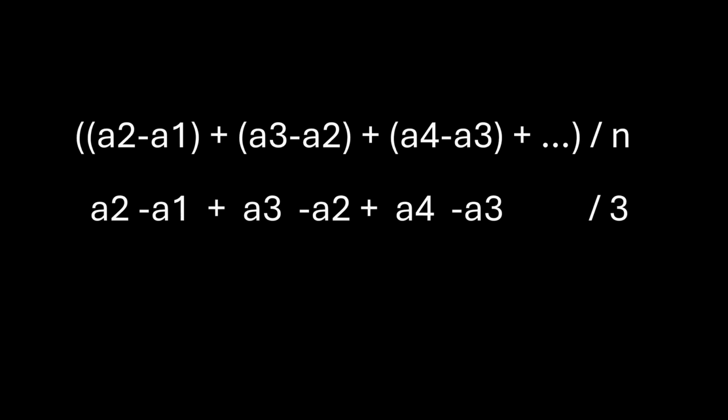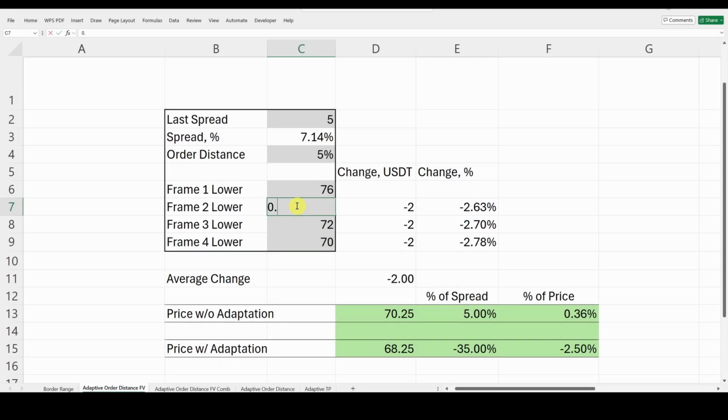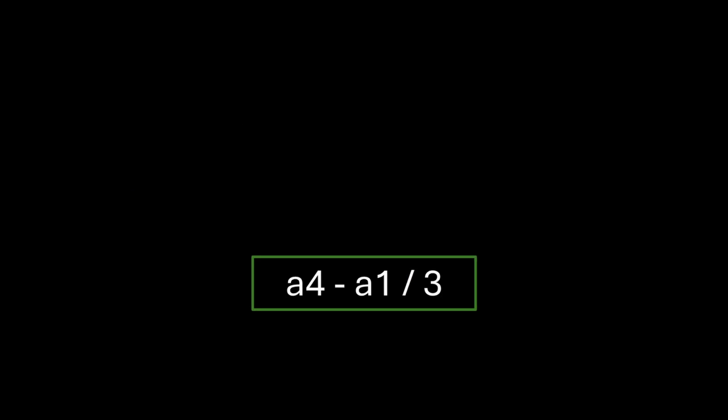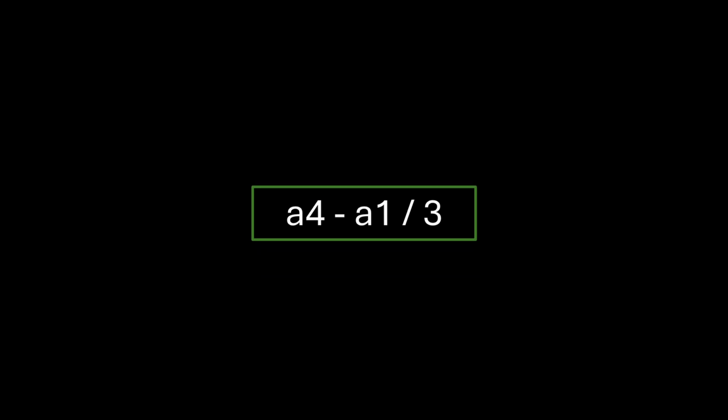Which brings us to the last point. With adaptation, mathematically, it does not matter whatsoever what happens with the middle frames. In frame 2, the price could drop 99%. In frame 3, it could jump up tens of thousands of percent, but it has no impact on calculations. The only thing that matters is what happened in the last frame relative to the first frame, and how many frame transitions there were in between.